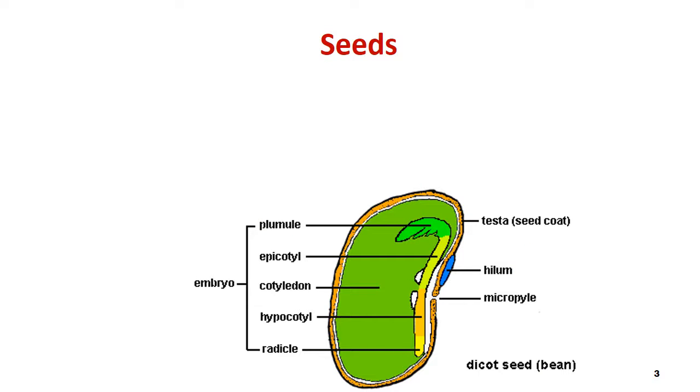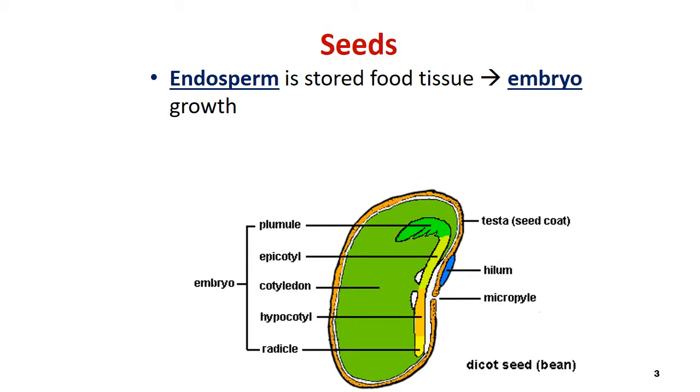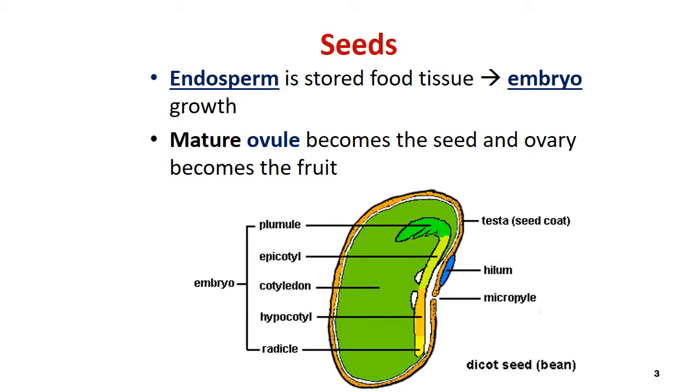Now let us take a look at the seeds. The endosperm is stored food tissue, and this will actually provide food for the embryo growth. The mature ovule becomes the seed, and then the ovary becomes the fruit. Most of the things you see from flowers to the fruits is mainly a development of the ovary. All right, so the ovary forms the fruits.